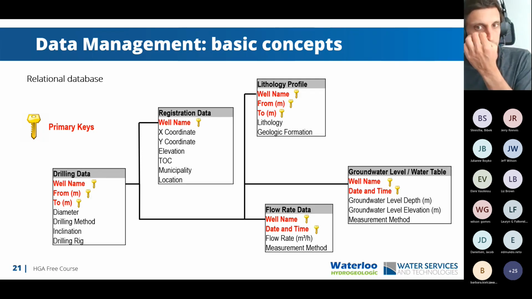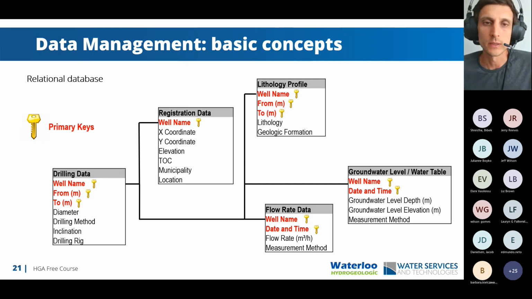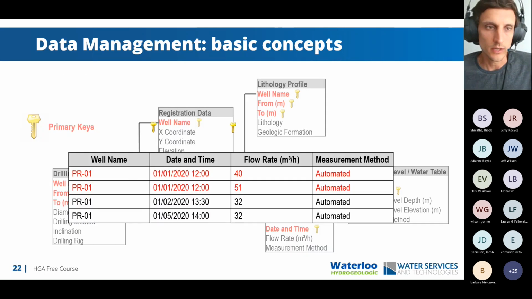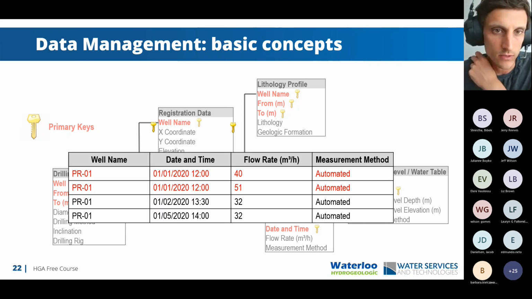So in these tables here, these would be all the primary keys. And just another example: let's say I have this table where we have the well name, date and time of measurement, flow rate, and measurement method. On this table, I would not be able to put these two lines here because they have the same well name, PR01, in the same date and time, but two different flow rates. You cannot have that because these two columns are the primary key, and you cannot have two different measurements for the same date and time for the same point.